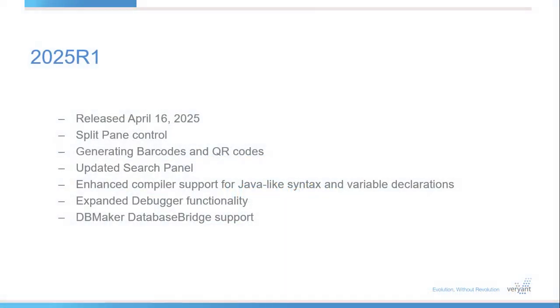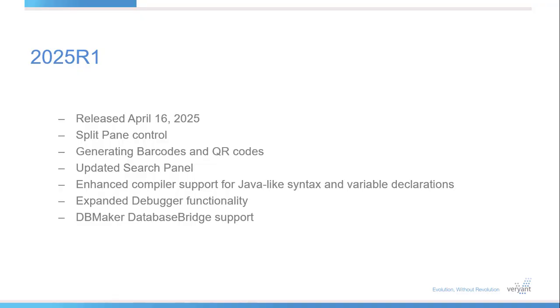Hi, we're going to talk about 2025 Release 1. It was released on April 16th, 2025. We've added a new GUI container called a split pane, and the ability to create barcodes and QR codes easily using $Bitmap. The search functionality on our grids, list boxes, and tree views has been improved.